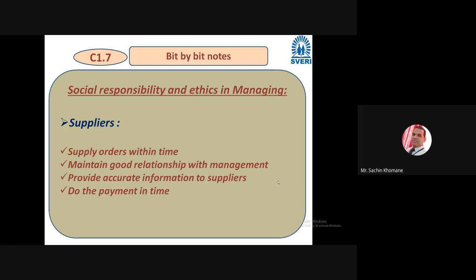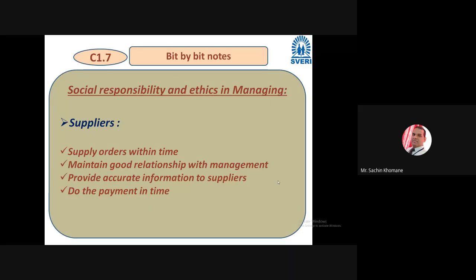The next one is to provide accurate information to suppliers. Sometimes people hide information. Suppose you need 1000 tons of material, but you hide it and say there will be a lot of slack now, there will be no material, there is a shortage of material, so you will purchase more tons of material, and you are providing wrong information to that particular supplier. So this is the problem, right?